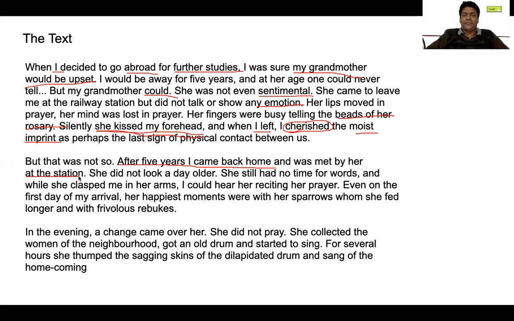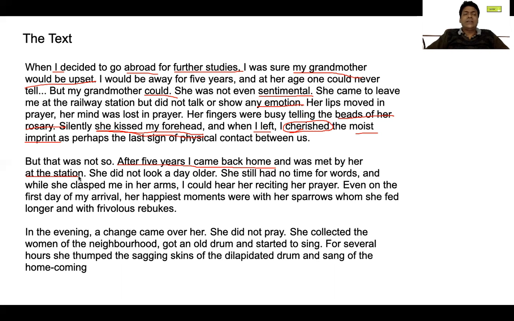In the evening, a change came over her. So finally, what happened means when the day ended and the evening came, there was a kind of change in her body, or in her appearance. She did not pray that day, right?